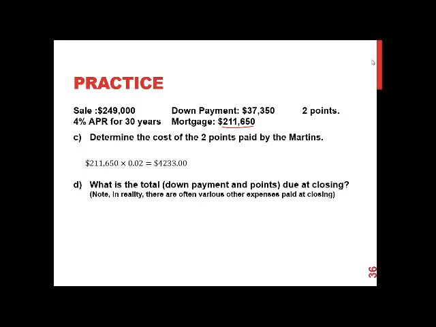So, if that's the amount of points they have, and they have a down payment of $37,350, how much do they need to pay at closing? $37,350 plus the amount of the points gives you $41,583. Now, in reality, there's all kinds of other expenses, but we're keeping things simple for this exercise.